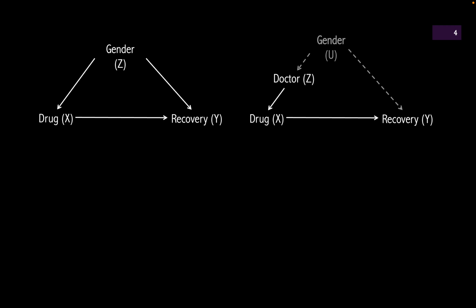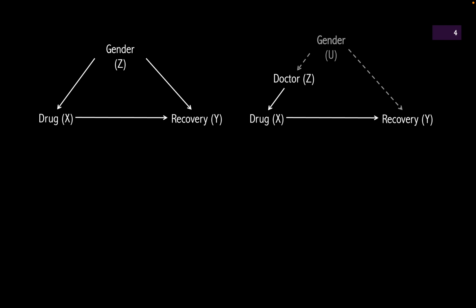Here z is just as good a backdoor variable as gender was in the first case. But it's still true that you've only identified the average effect of x on y if you get a weighted average over men and women. So how do we get this by adjusting for the doctor variable?